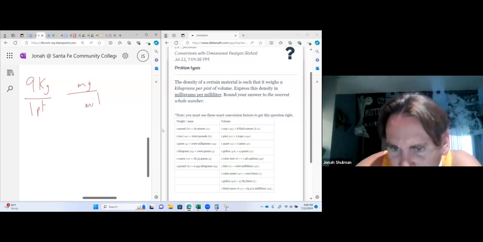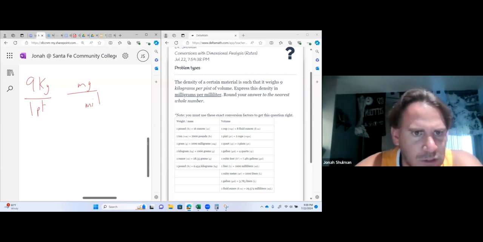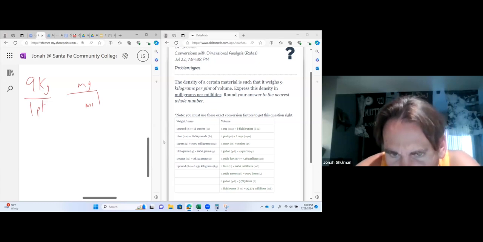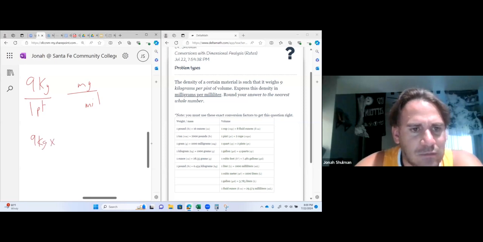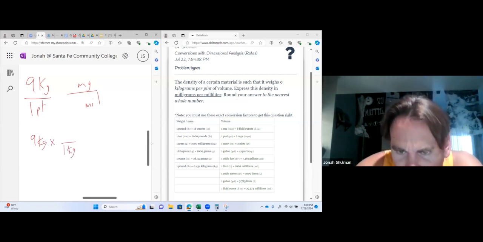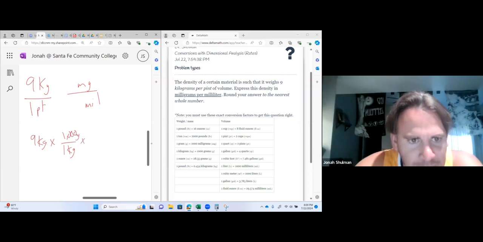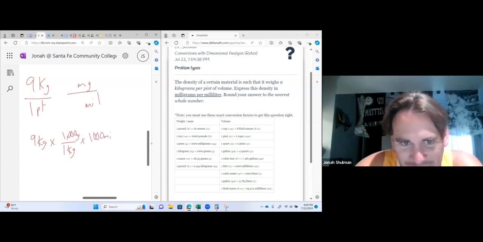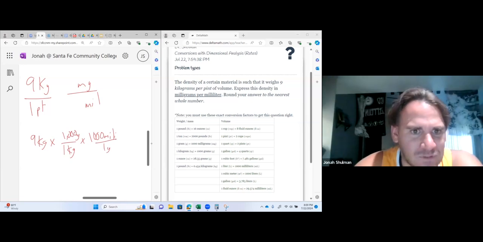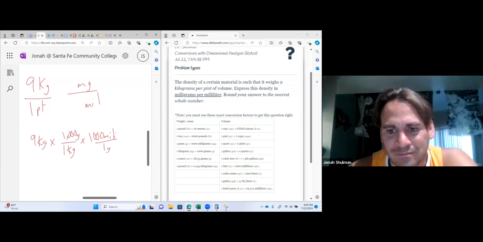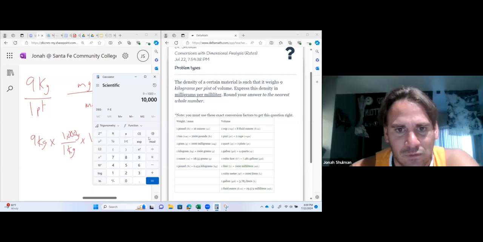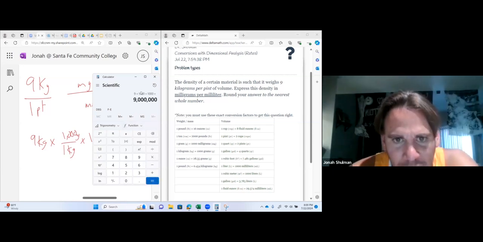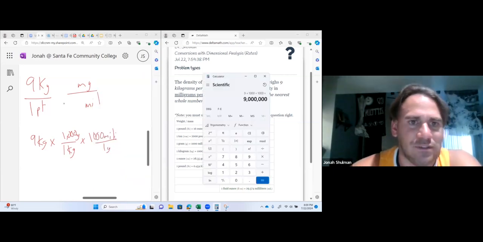So first let's turn kilograms, where you at, into grams. So we want kilograms to grams to milligrams. So we have 9 kilograms times 1 kilogram over 1,000 grams, and times 1,000 millis over 1 gram. So it's times 1,000 times 1,000. 9 times 1,000, that's 3 zeros, times 1,000, that's 3 zeros. Oops, one less. 9 million. 9 with 6 zeros behind it. So that's our top.